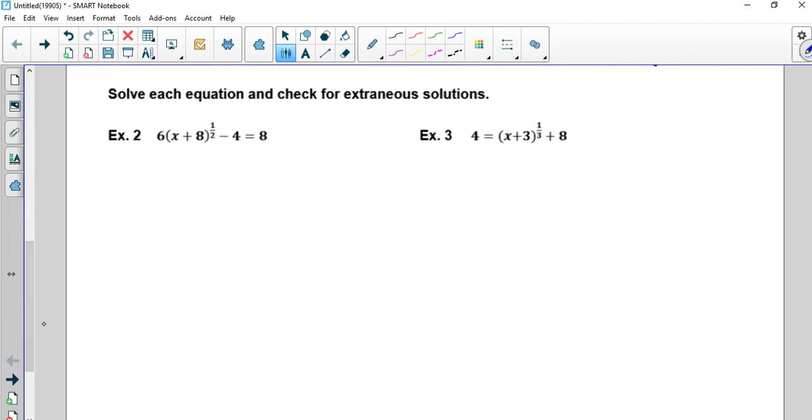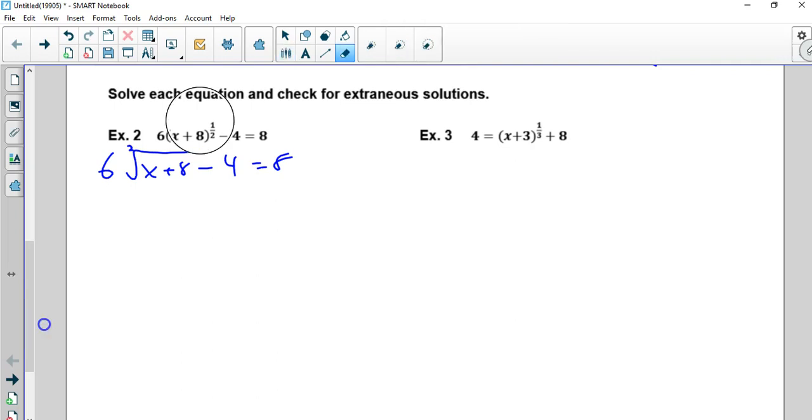So, a little bit more. Same thing. Rewrite it. 6 times the quantity x plus 8 goes underneath the radical, to the 1/2. We don't have to put the 2 there, but that's what it means. Minus 4 equals 8. Now I kind of got that minus 4 a little bit over underneath the radical. Don't want that minus under there. So it looks like that. Now we add 4 to both sides, and we end up with this.